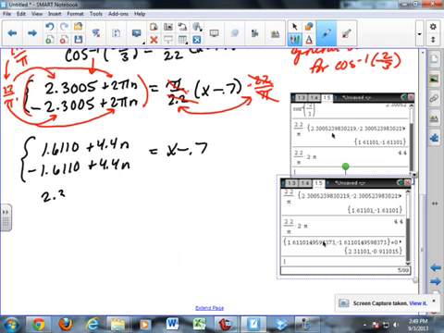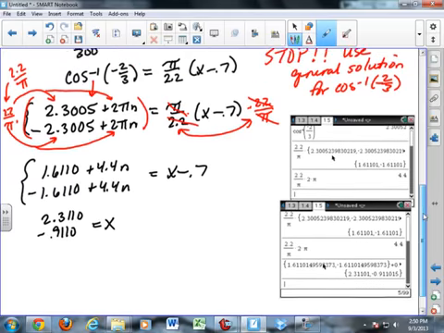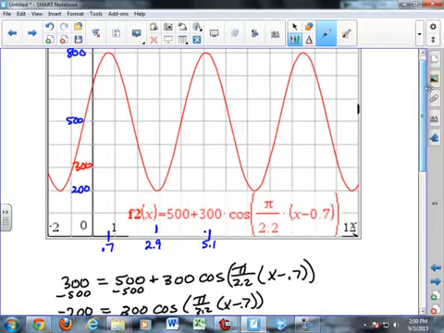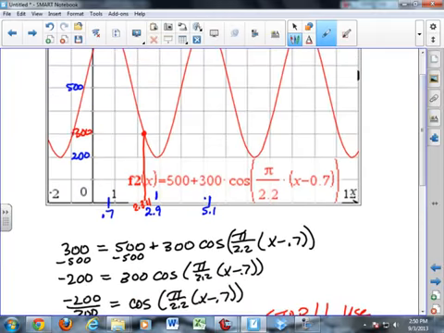So 2.31101 and negative 0.91101, good enough. I really probably don't need that extra one. I'll just do that. Equals x. So this tells me two of the values where the fox population is equal to 300. So let's take a look at those two. The 2.3, that's this one right here, 2.311. The negative 0.9, that's right here.